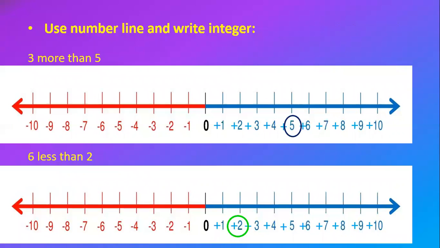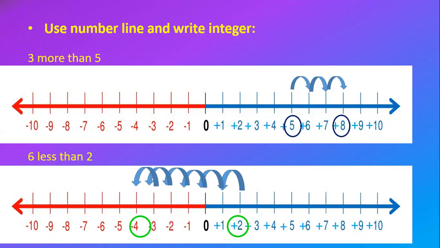Use number line and write the integer 3 more than 5. You'll be moving towards your right. That is, you'll be skipping 3 steps. That is plus 8 in this case. And 6 less than 2, you'll be moving towards your left. So it is minus 4.